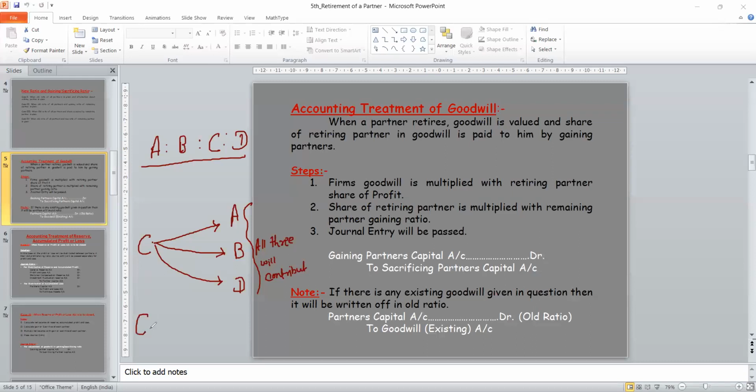Let's say there is an example where C is giving his share only to B, not to A, not to D. Then B will pay the goodwill alone. Understood. In the same manner, if C is giving his share to A and to B, not to D, then these two will pay goodwill.